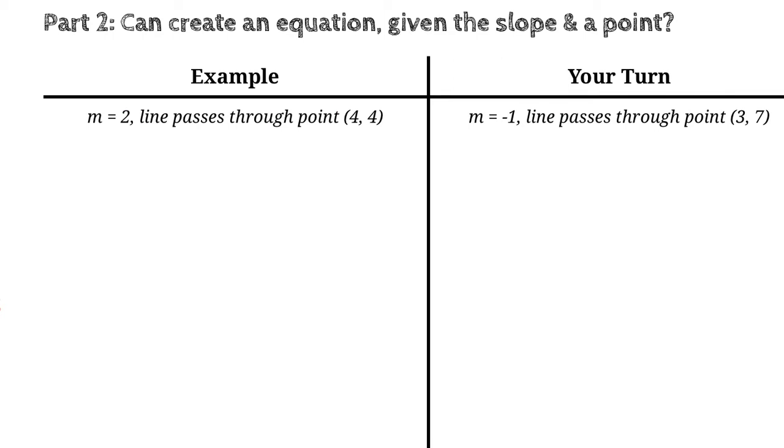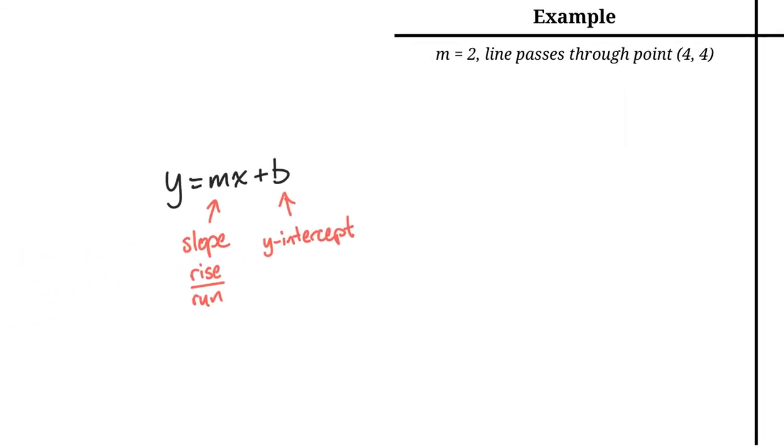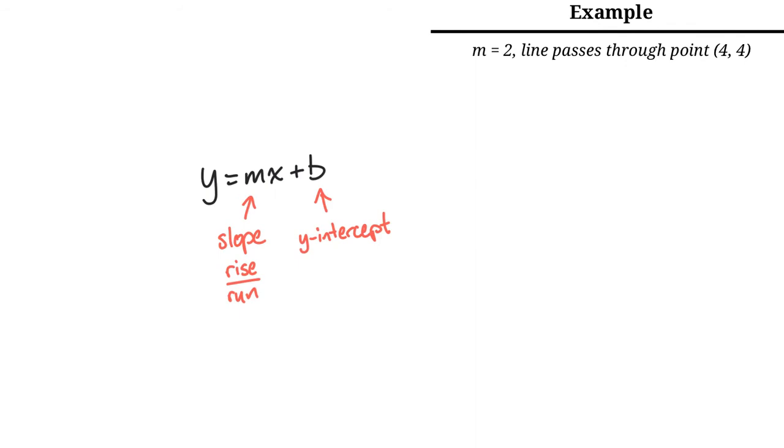We're going to create an equation of a line when we're given a slope and another point that's on the line. So recall that an equation of a line is y equals mx plus b, where m, the coefficient in front of the x, that's the number in front of the x, is our slope, and our slope is rise over run. And b represents the y-intercept.